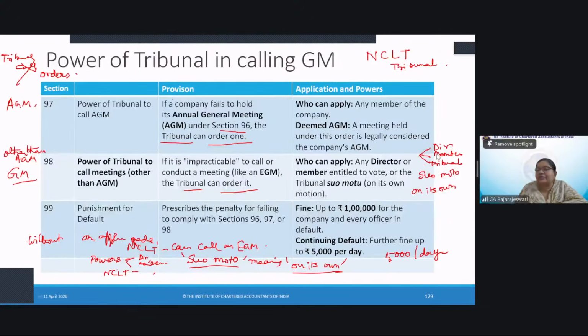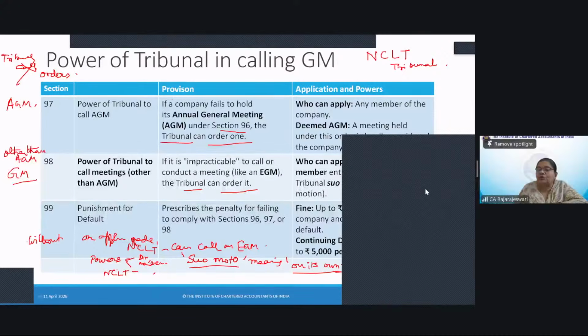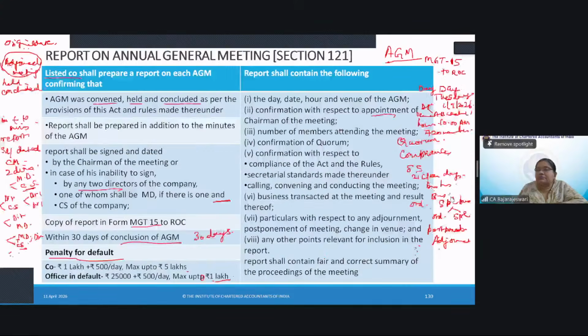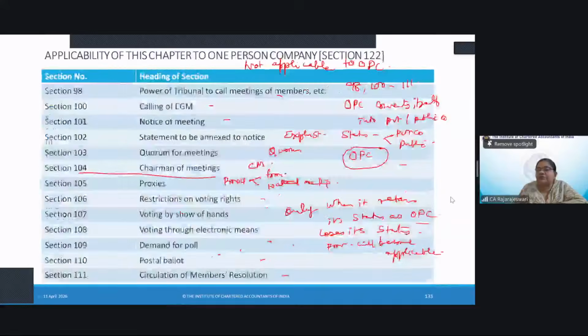The director or member. Then I said the tribunal may exercise, need not exercise, but it has got a power. But application should be made by any director or member entitled to vote. So both are entitled to make an application. So the answer should be both A and B. So we will go to the MCQ.